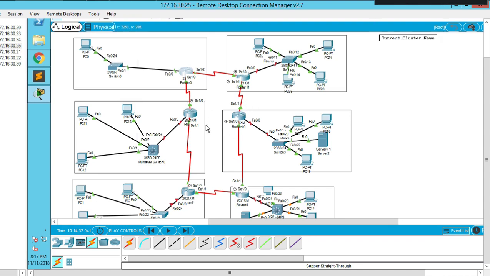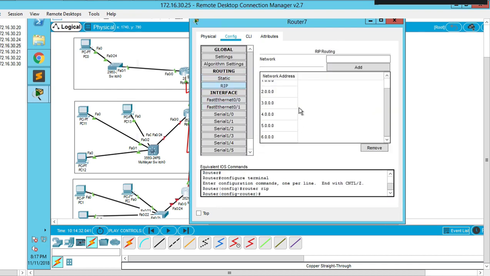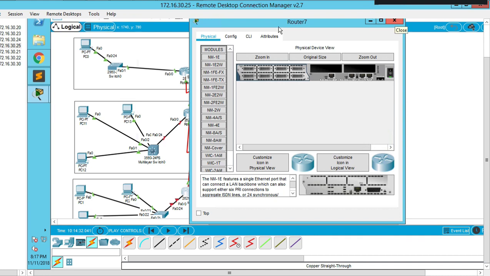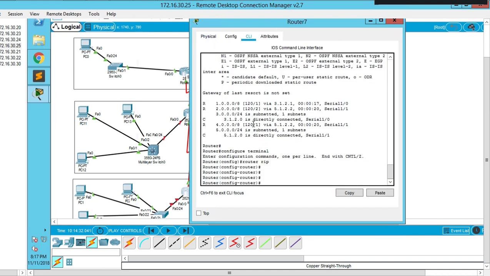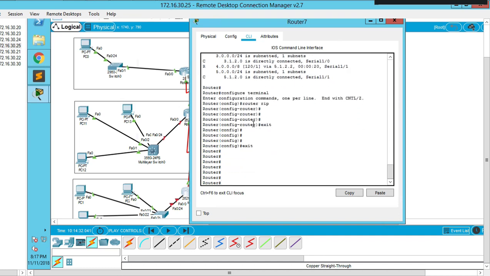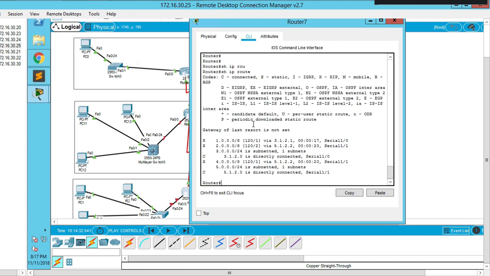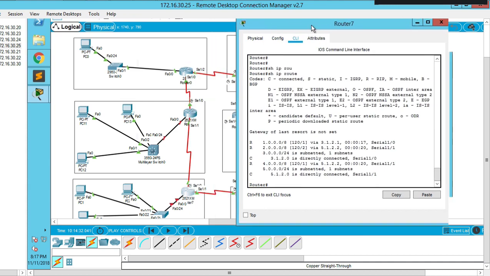The same should hold true that this router here will know about these 4, but it won't know about these 2. So let's find out actually. Let's exit here. Exit. Exit. Okay. Get some real estate here. So we're going to type in show IP route. Okay. What does it know about?